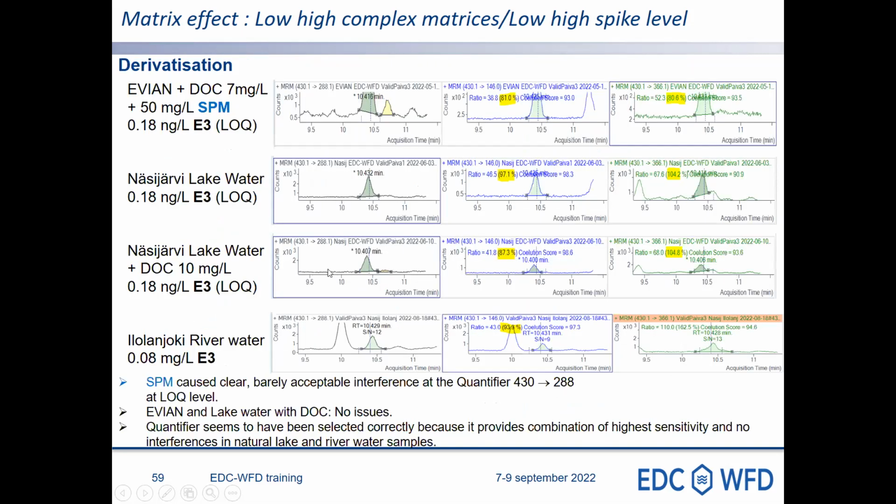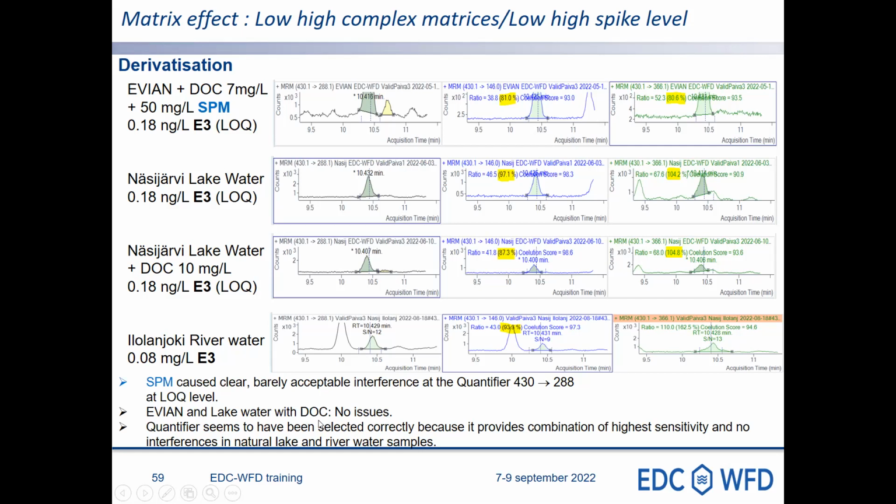Here is an example of chromatograms with the pyridine approach. Here you have different chromatograms obtained with different matrices. And what are the key messages we want to share with you? SPM cause clear, barely acceptable interference of the quantifier ion at LOQ level. So we are totally honest with you. Everything is not perfect. We have achievements, but everything is not perfect, and we want to be honest.